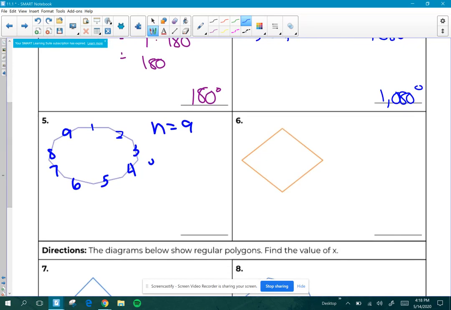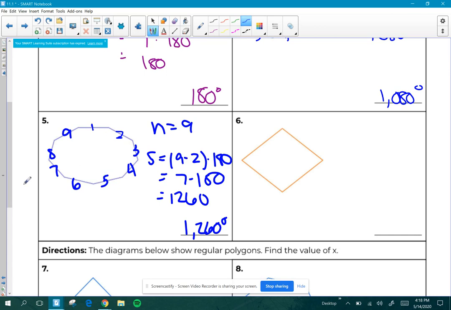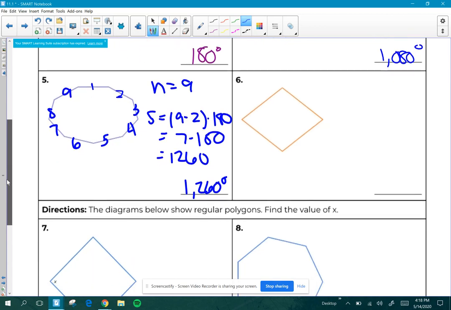And I want to plug it in. S equals 9 minus 2 times 180. That's 7 times 180. And that gives me 1,260. So this shape adds up to, all the angles add up to 1,260 degrees.